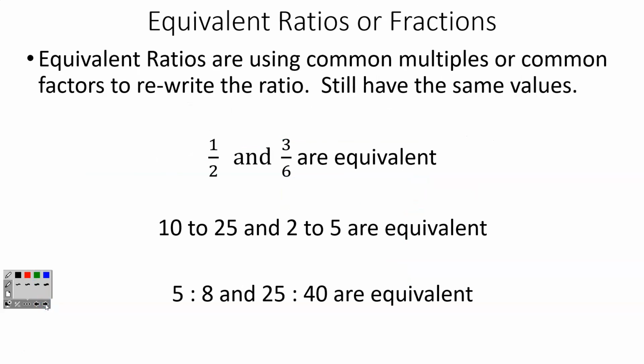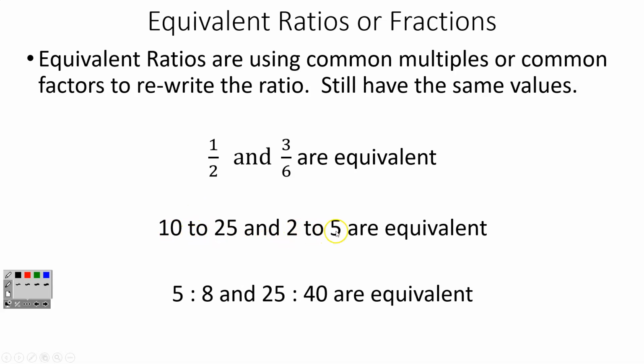So equivalent ratios are still ratios, but are common multiples or common factors. So a lot of times you could think of it in regards to a fraction as being simplified, or maybe increasing it by 2, multiplying the top and bottom by 2. So there's a couple of different things you could do. So you could say 1/2 and 3/6 are equivalent, because if I were to multiply the top number and the bottom numbers by 3, 1 times 3 would be 3, 2 times 3 would be 6. So these are equivalent.